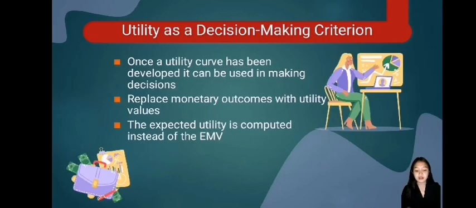Moving on to utility as a decision-making criterion, once a utility curve has been developed or determined, it can be used in making decisions. Monetary outcomes or values are replaced with the appropriate utility values, and the decision analysis is performed as usual. And the expected utility is computed instead of the EMV.